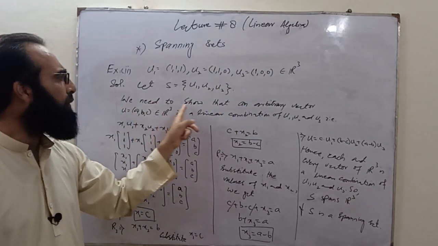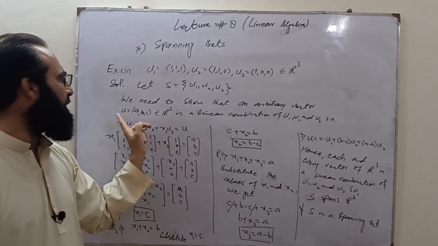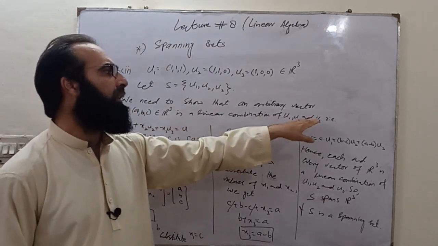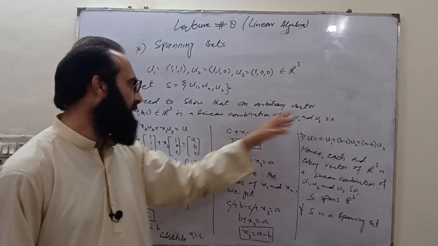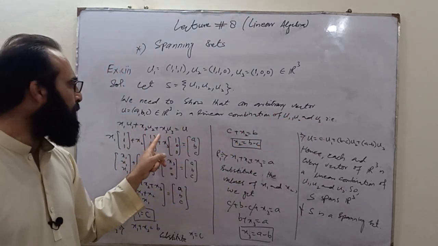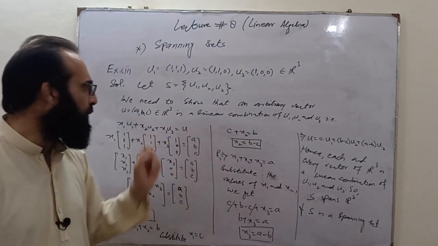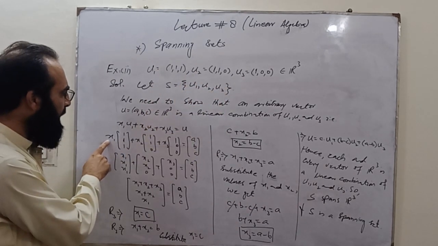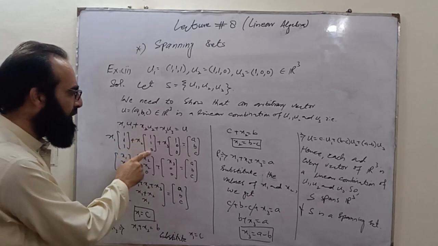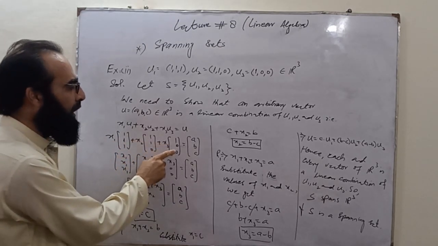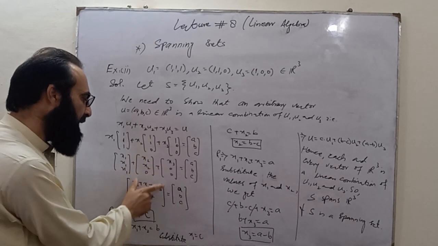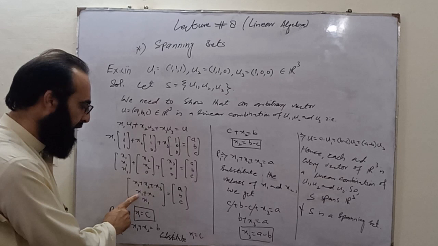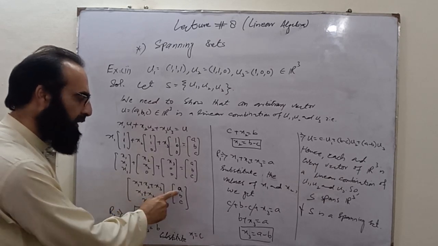Similarly, we need to show that an arbitrary vector, say u, which is (a, b, c), from R cube is a linear combination of these three given vectors, that is x1 u1 plus x2 u2 plus x3 u3 equals u. Put these three vectors u1, u2, and u3 and multiply x1 with (1, 1, 1), x2 with (1, 1, 0), x3 with (1, 0, 0), and add these vectors. We will get (x1 plus x2 plus x3, x1 plus x2, x1) equals (a, b, c).